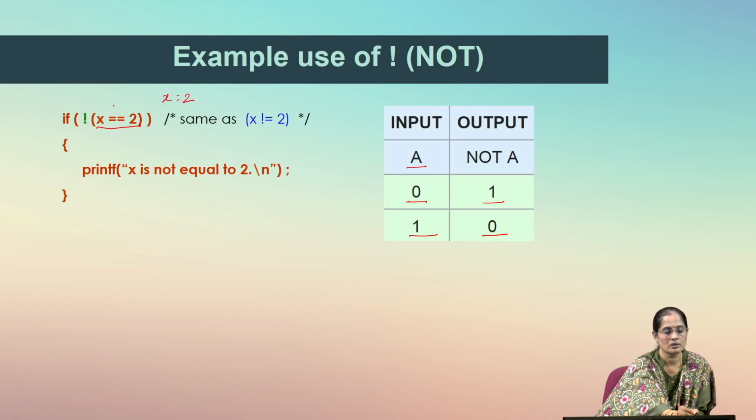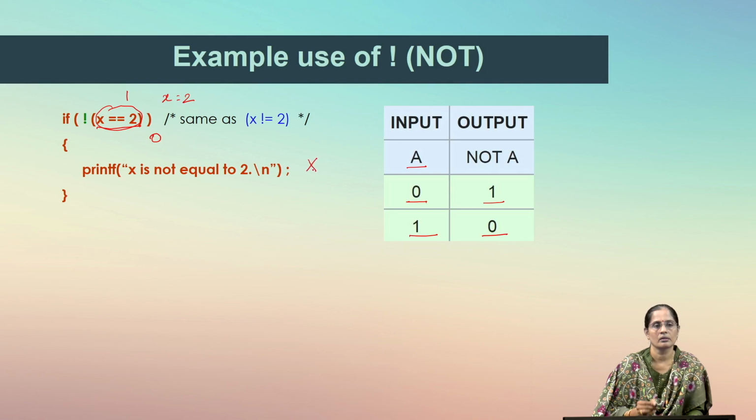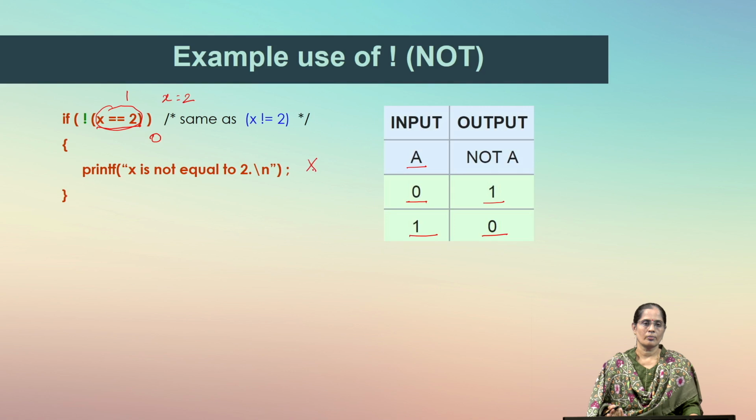so this relational expression is evaluated to the value 1. So, NOT of 1 will be 0. Since the result is 0, this part of the code will not be executed in that case. Okay. So, this is how the NOT operation on relational expressions will allow us to do the task based on the input supplied to the expression.